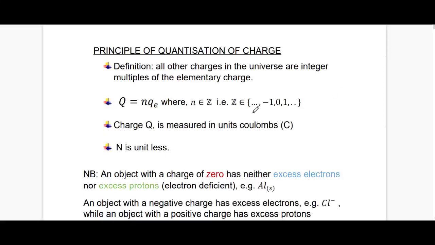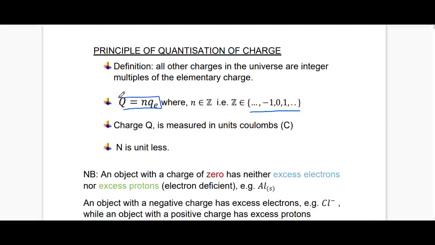You will notice that integers also include 0. So it's possible that an object might not be charged. If an object is not charged, it means 0 multiplied by the elementary charge.